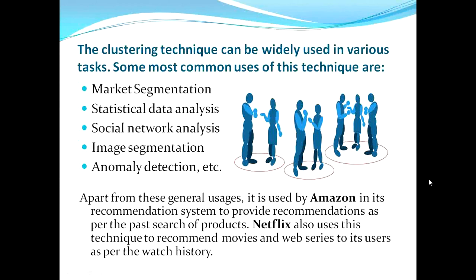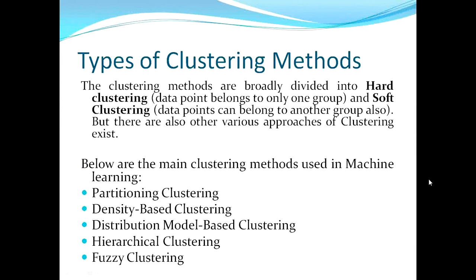Apart from these general usages, it is used by Amazon in its recommendation system to provide recommendations as per the past search of products, and Netflix also uses this technique to recommend movies and web series to its users as per the watch history.